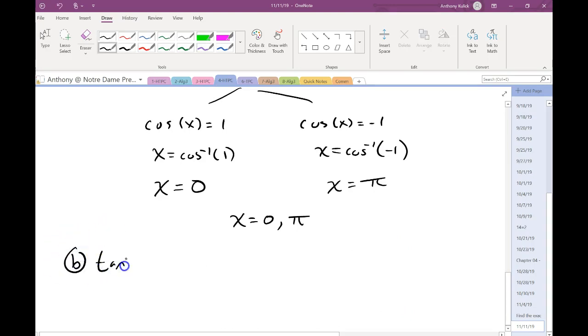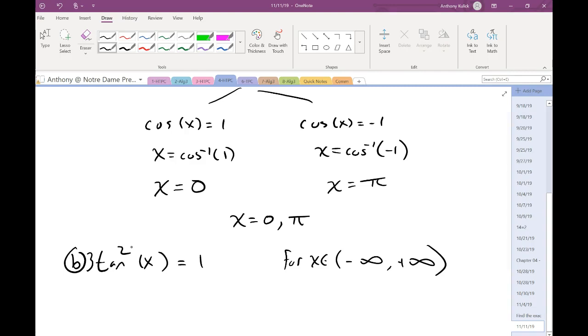Let's look at a different example. Oops, I wrote down the wrong thing here. Hold on a second. So let's say we want to solve 3 tan squared x is equal to 1, for all values of x.